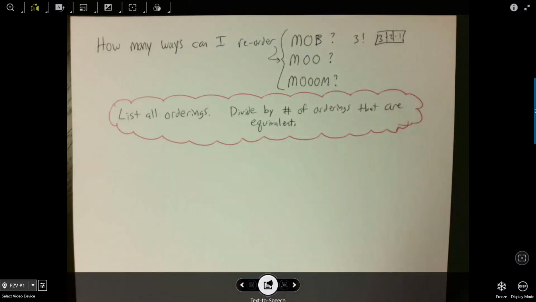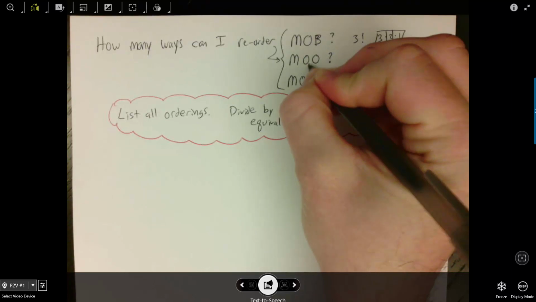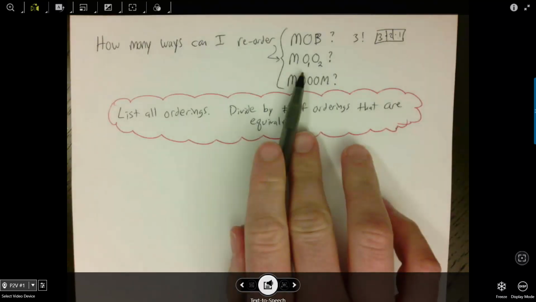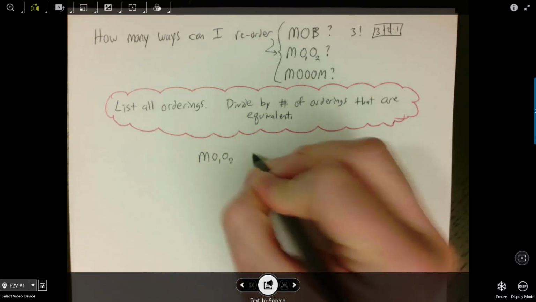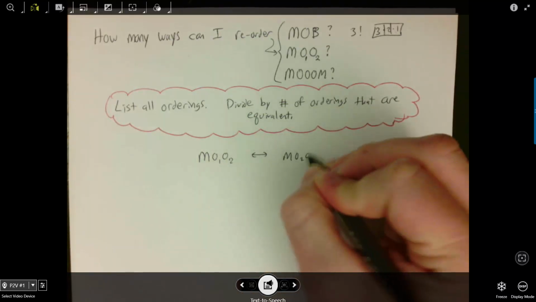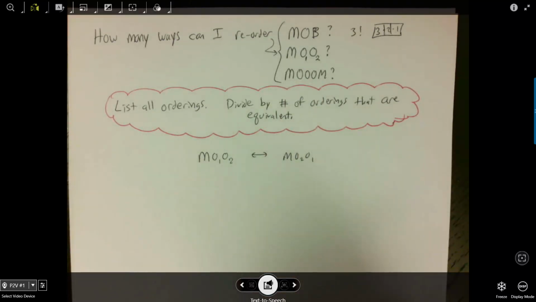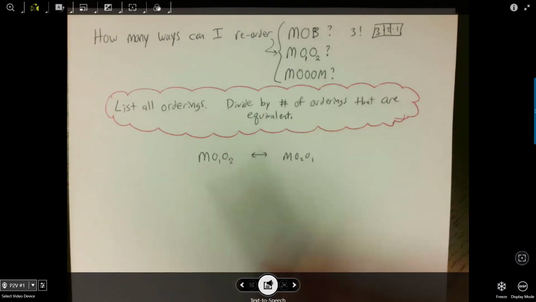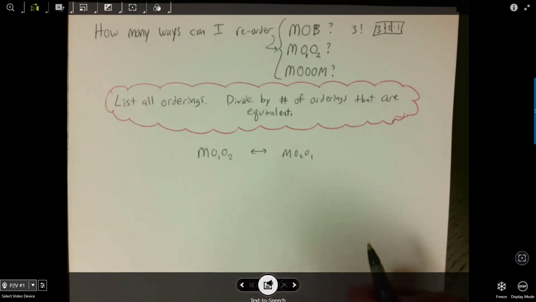Okay, what if I'm reordering the letters moo? In this case, it's possible to choose orderings that are really the same. Let's, for the moment, give the 2 O's subscripts so that we can tell them apart. But from our perspective, M, O, O like this is the same as M, O, O like that. Because they're just letters, and it doesn't matter what order the 2 O's go in, because they're the same. So what that tells us is, for this ordering where M goes first, there's actually 2 different things that I would be counting that should be counted as the same.